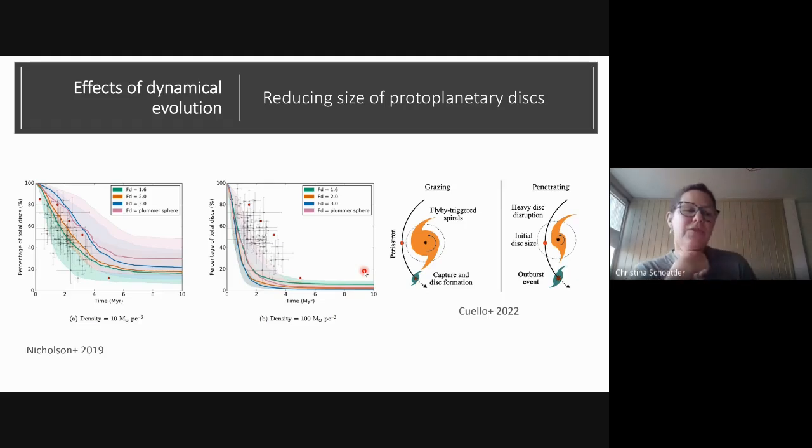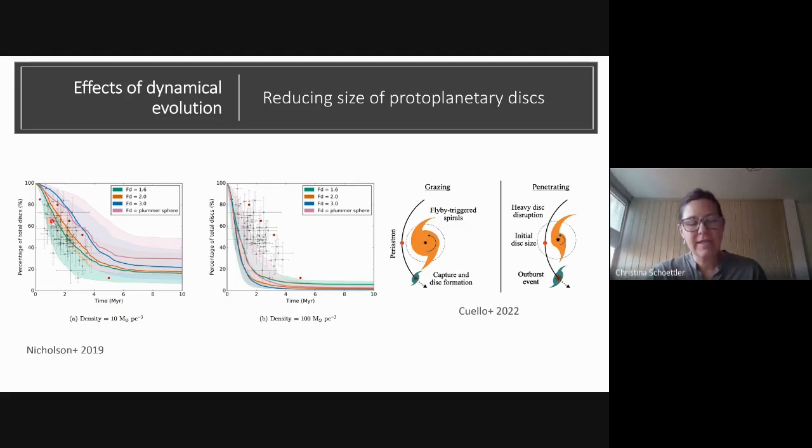Finally, I'm now coming to the effect of the star-forming environment on planets and protoplanetary disks, which are the formation locations of planets. The dynamical evolution of these regions also has an effect on the protoplanetary disks. We can see here work that has been done showing how quickly the percentage of disks can reduce in differently set up initial star-forming regions.